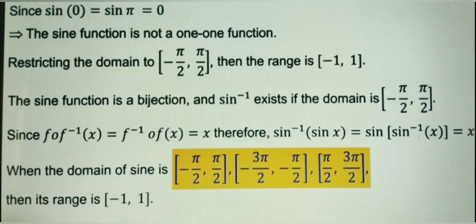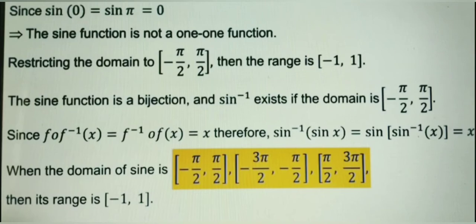Therefore, if I restrict the domain in a closed interval from minus pi by 2 to pi by 2, then the range is minus 1 to 1. And the sine function is a bijection, as I have shown you. And sine inverse will exist if the domain is in a closed interval from minus pi by 2 to pi by 2. Therefore, by restricting the domain, we can make it a 1-1 onto function.